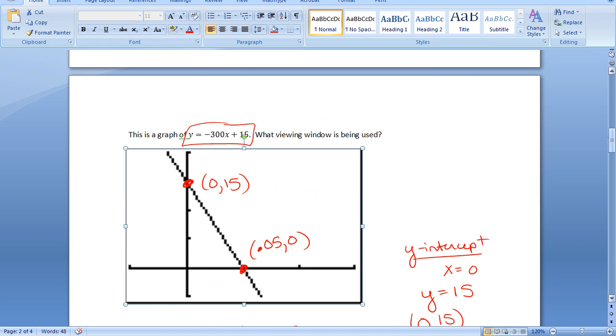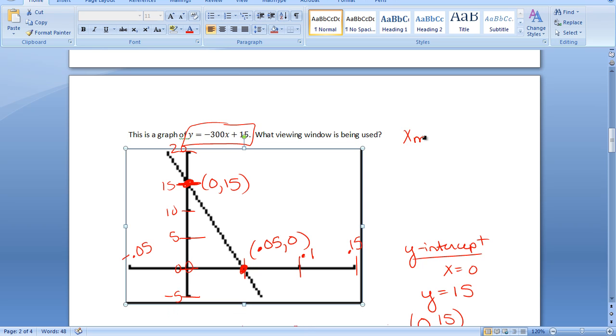Now that I've labeled these 2 points on the graph, I can go ahead and label each of these tick marks. This is 0.05. This would be twice that distance, so adding another 0.05 would be 0.1. Adding another 0.05, this would be 0.15. This is 0, and going backwards 0.05, this would be negative 0.05. If this is 15, it looks like this would be 5, 10, 15, 20. Here's 0, and going backwards, this would be negative 5.